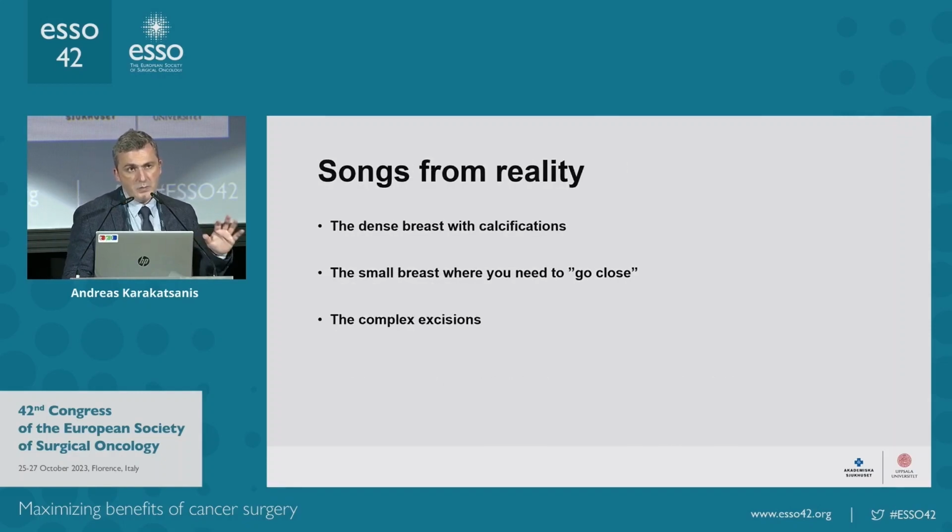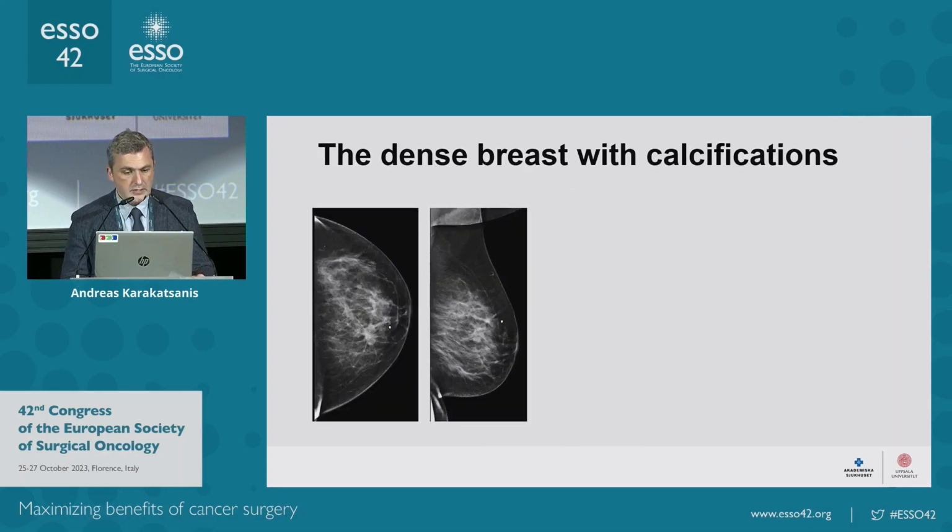And I will take you through three cases, which I call slices from reality because they are three cases that kind of represent challenging cases when you have to do breast conservation in this setting. So the dense breast with calcifications, where you need to understand what's happening. The small breast, where you need to go close and you need to remove, as we would say in Swedish, lagom, which is as much as required but not more than that. And the complex oncoplastic lesions, where you aspire to preserve the breast. So you have to take my word for it, but this is where the lesion is.